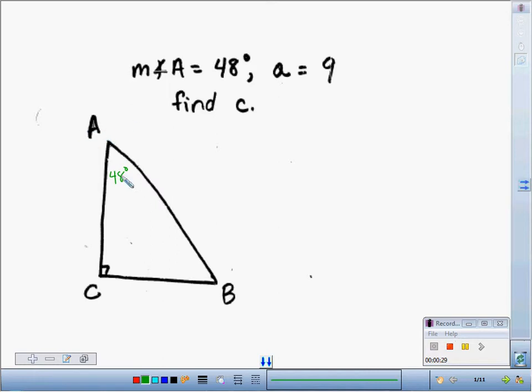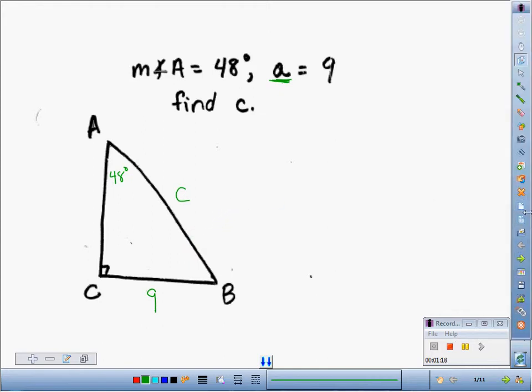They tell us that the measure of angle A is 48 degrees. Little a, that's a lowercase letter, is 9. Little a is defined to be the side that's across from capital A. So since this is a capital A, the side across from that is called little a. And they want me to find little c, which is across from a capital C. So notice that this is a right triangle, but you do not have both sides, so you can't do the Pythagorean theorem to figure out the missing side length. And it's not 45, 45, 90 or 30, 60, 90, so we're going to use trigonometry to figure that out.